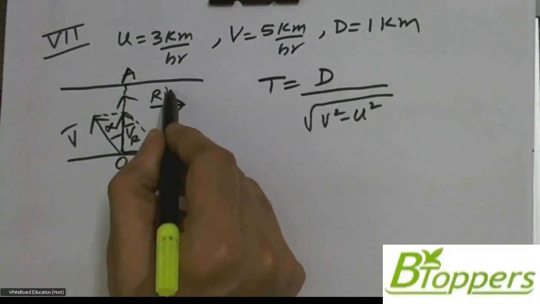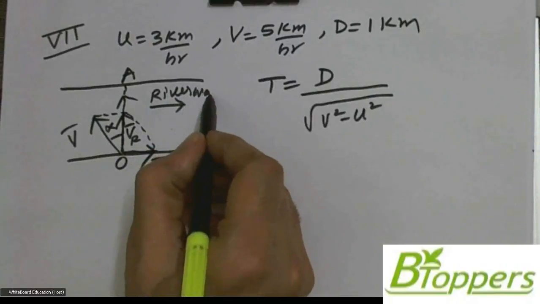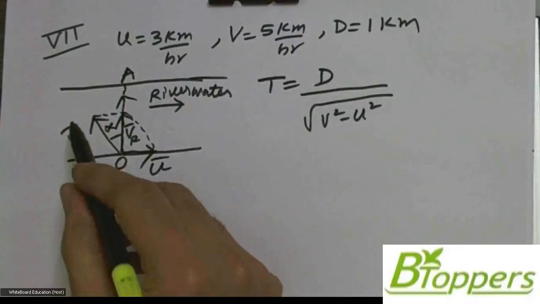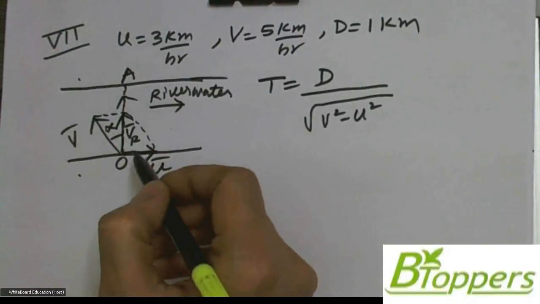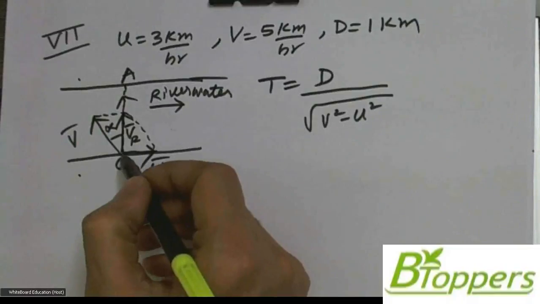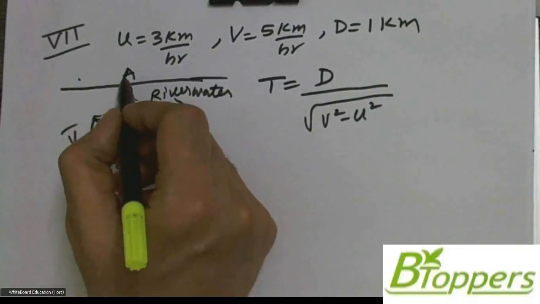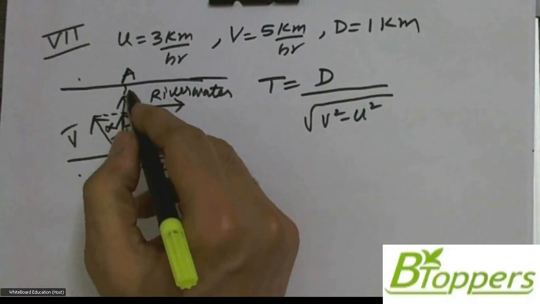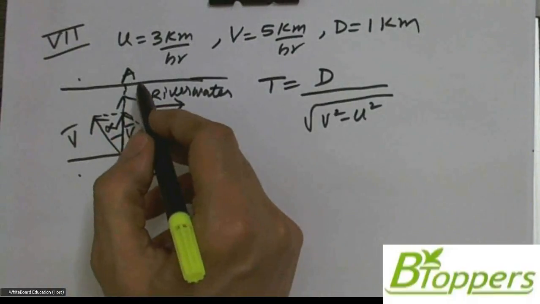This is the direction of the flow of river water. This is one bank of the river and this is the other bank of the river. Y is the initial position of the boat and A is the exact opposite point at the other bank. So when the boat moves along the minimum distance path, it will reach this opposite point on the other bank.